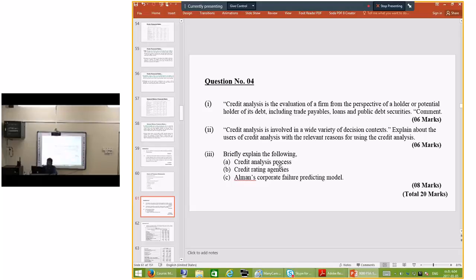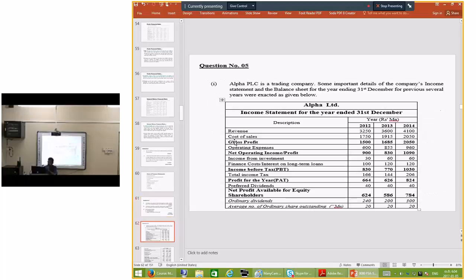Altman here, spelling mistake here: Altman's models, the corporate failure prediction model. Then you can explain how far you can use this Altman corporate failure prediction model, or the financial distress model, to make decisions, right?